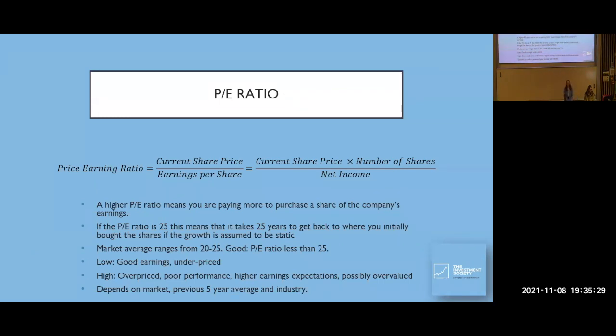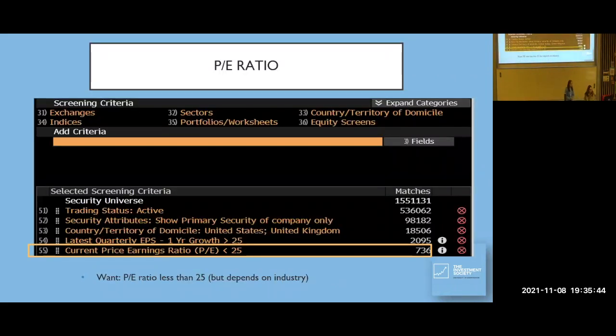So another thing we can look at to further reduce this number is the PE ratio. Again, we've talked about this a little bit before, but there is more information on the slides behind me to summarize this further. So what we want is a PE ratio that is less than 25. Again, it depends on the industry, but here we're using less than 25. Always make sure to do your research into the industry that you're looking into, because you want to compare it to the industry rather than the whole stock exchange.